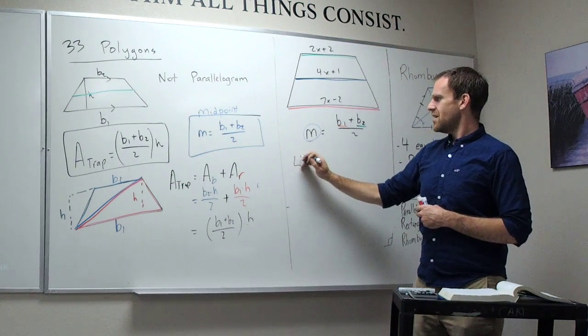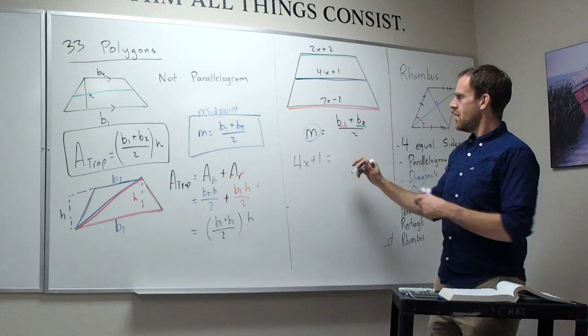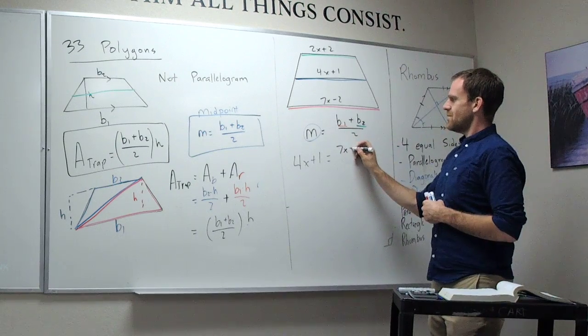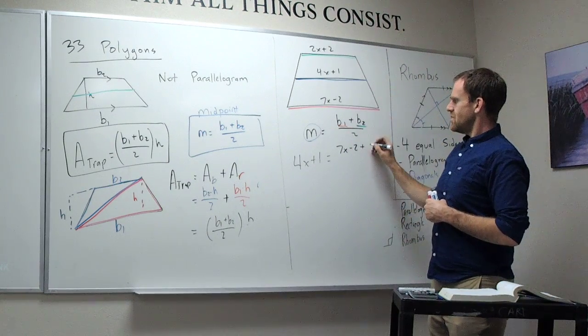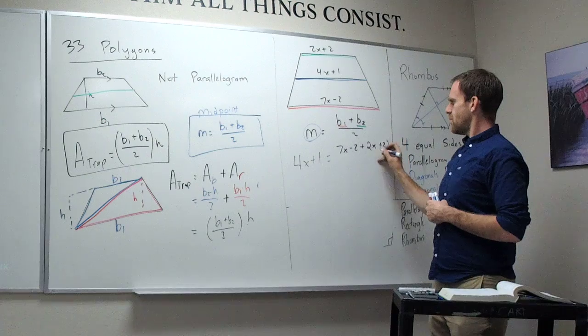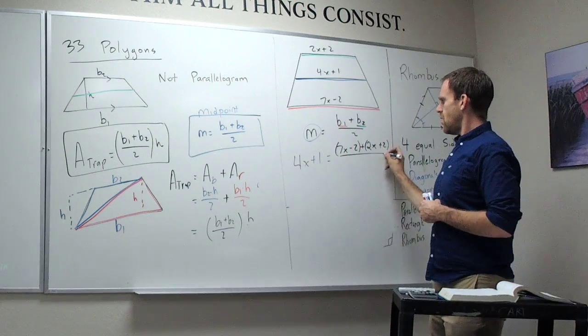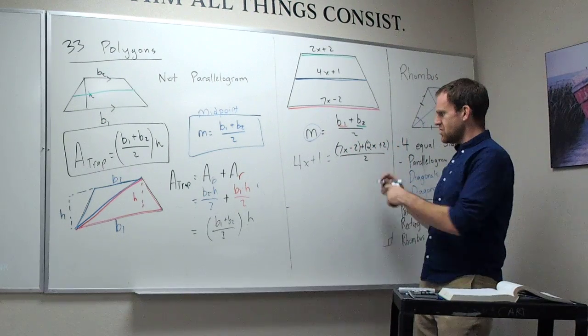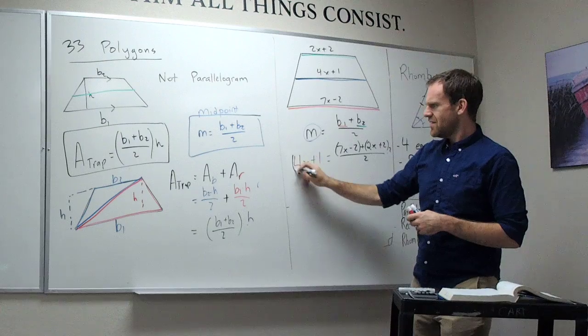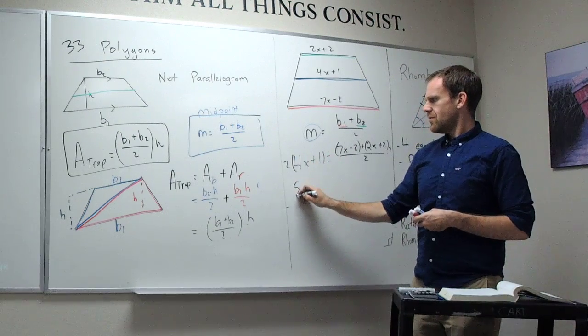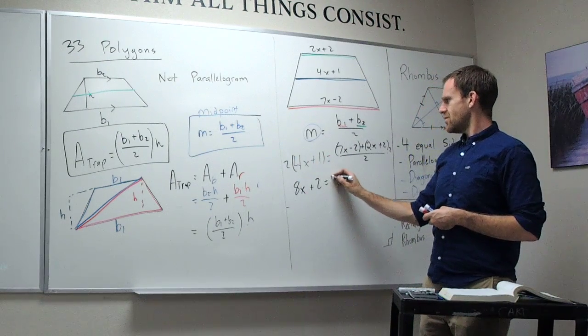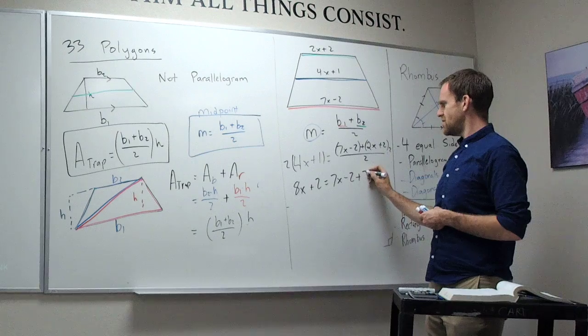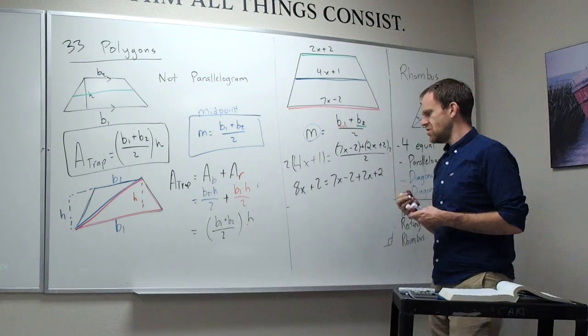The midpoint is 4x plus 1. Base 1 is 7x minus 2. Base 2 is 2x plus 2, all divided by 2. Solving, I can multiply by 2 on both sides. 8x plus 2 equals 7x minus 2 plus 2x plus 2.